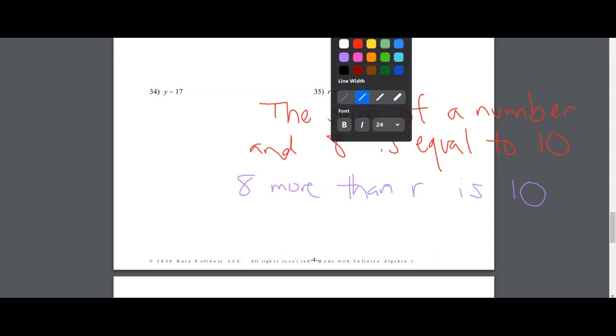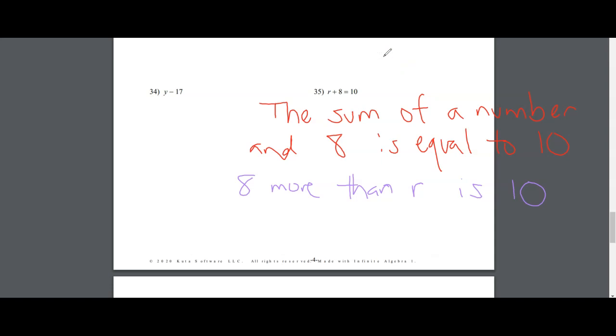You know what? There's space for one more. Let's do it. So let's see. Let's use total. So we could say the total of a number r and 8 is 10. So 3 different ways of writing the same algebraic expression.